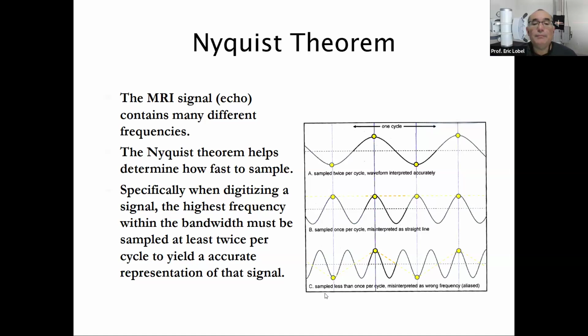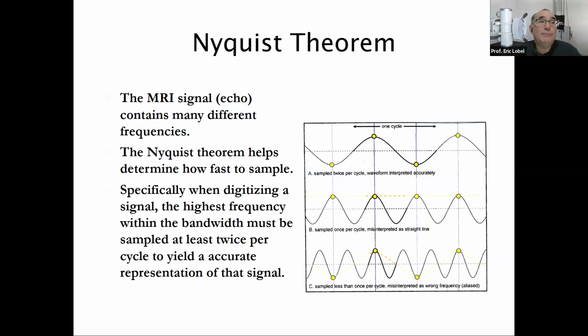Again, if we sample less than once per cycle, so we're skipping, this looks good at first, right? But notice we skipped versus getting every single one. Again, this can be misinterpreted and we can get an artifact and possibly have to repeat that sequence, adding even more time to an already time-consuming MRI exam. But at the end of the day, just remember twice per cycle.